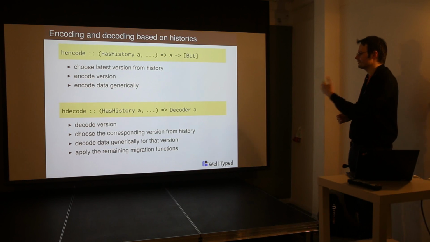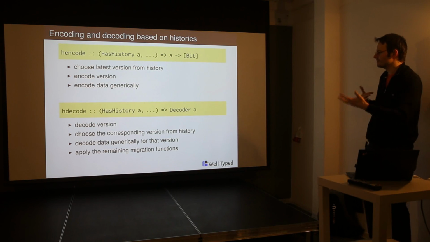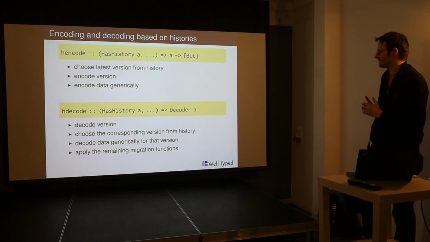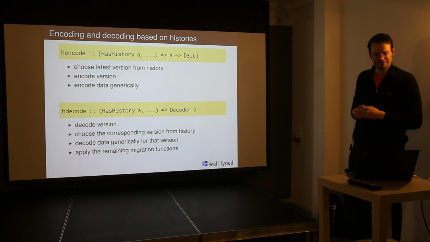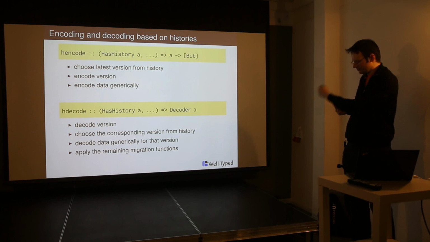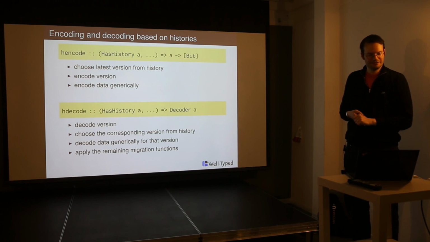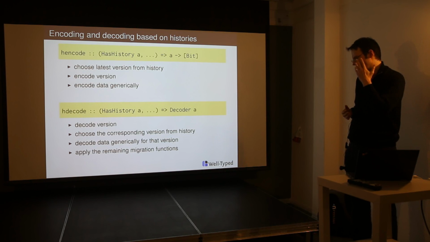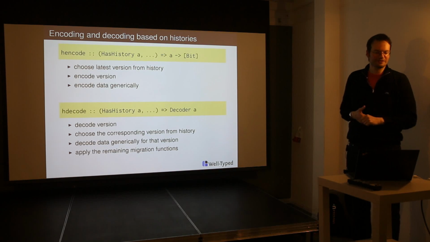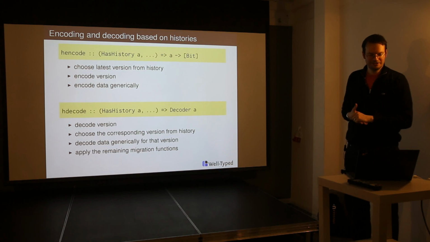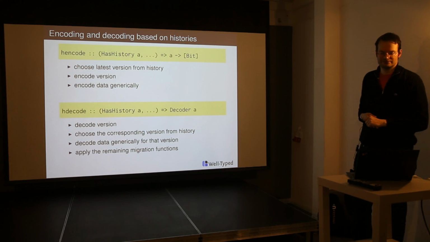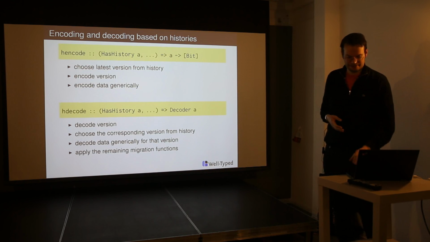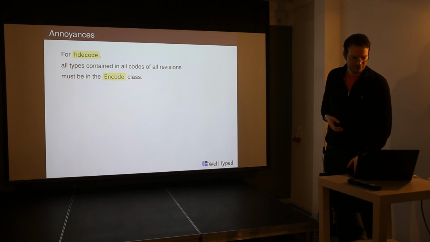And then you can also write a history-based decoder, which is more interesting because it decodes the version, then it chooses the right version from the history, then it decodes the data generically for that version using the generic decoder, and then it applies all the migration functions, right?